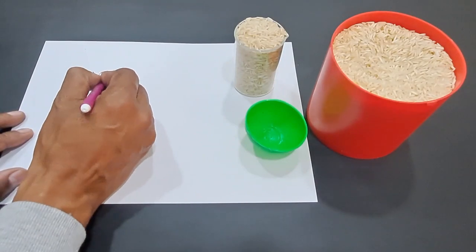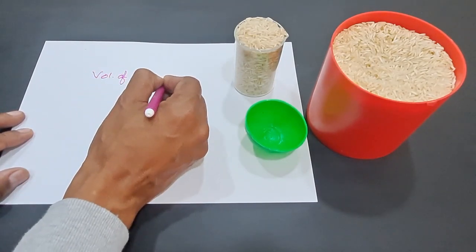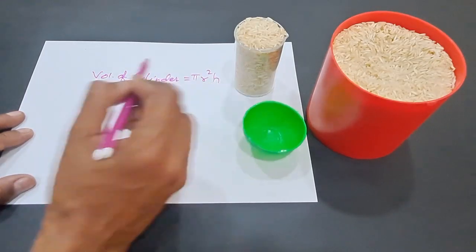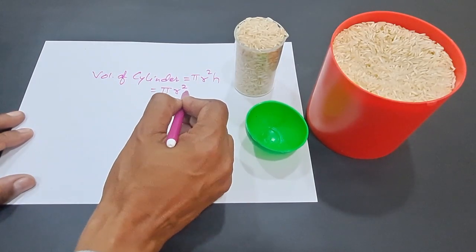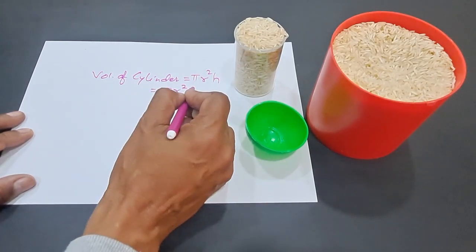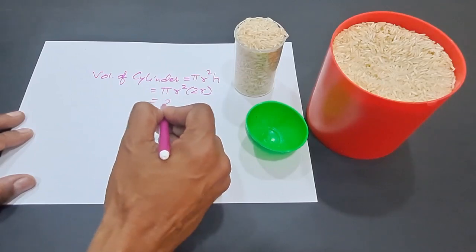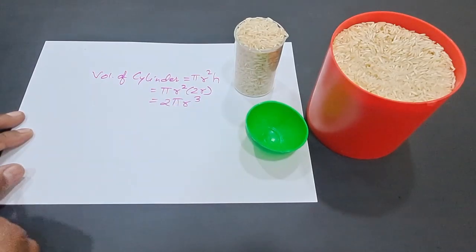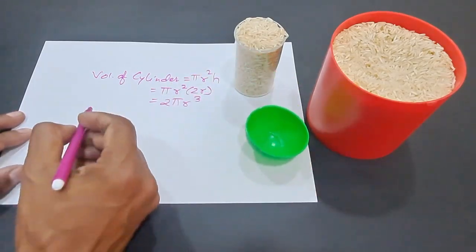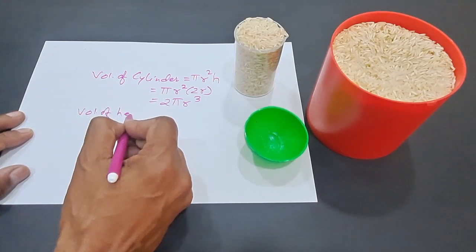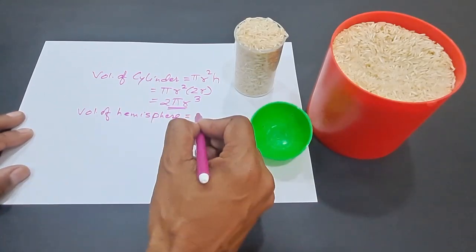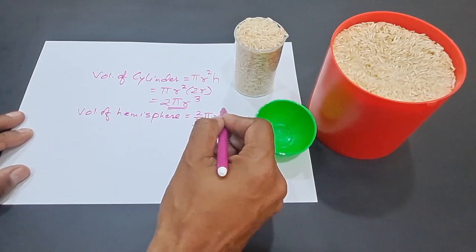First, we will find the volume of the cylinder. You know that the formula for volume of cylinder is pi r square h. So pi r square, what is the height of this cylinder? It is equal to the diameter of the hemisphere, so that is 2r. So this becomes 2 pi r cube. Now we poured the hemisphere 3 times into the cylinder, and therefore the volume of hemisphere becomes equal to 1/3 of this volume, that is 2 by 3 pi r cube.